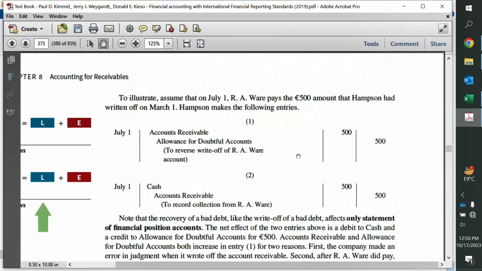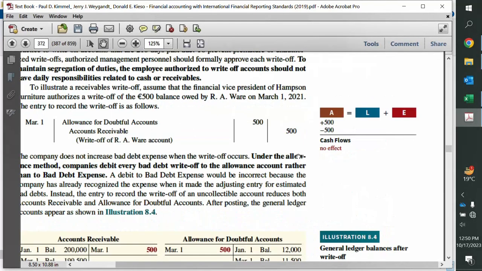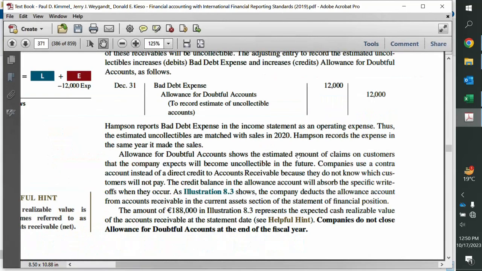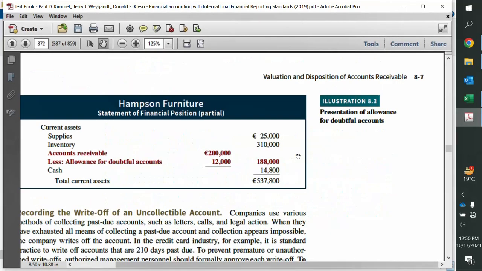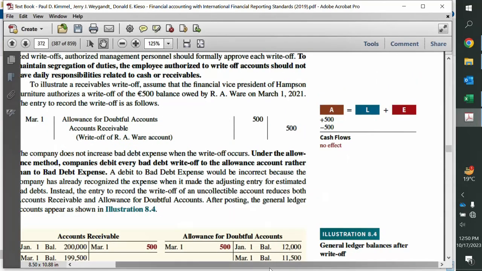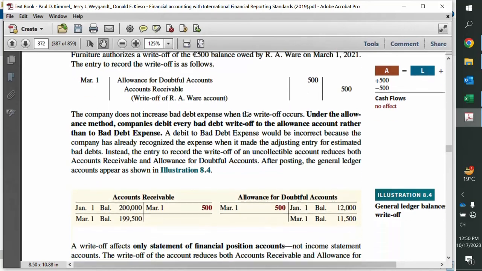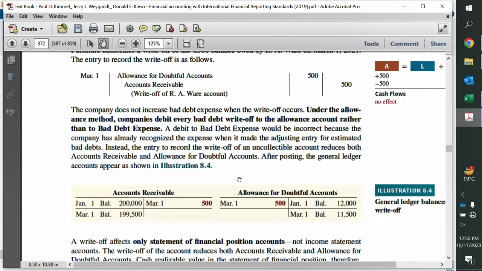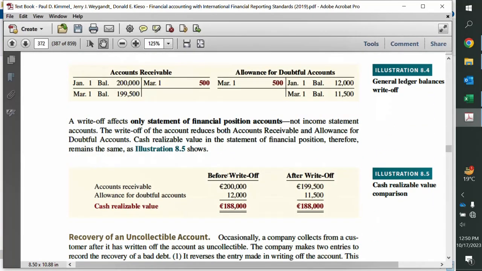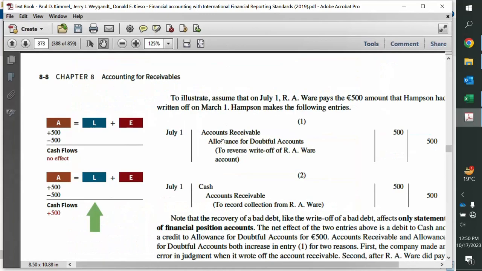So let's have a recap. Okay, so this is the entry for recording the bad debt, right? The adjusting entry towards the end of the period. This is the entry for recording the write-off: allowance debit, account receivable credit. Of course, the amount will be the actual amount, when we get confirmed that the customer is not going to pay. And these are the two entries for the recovery.